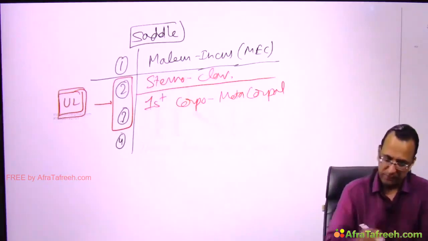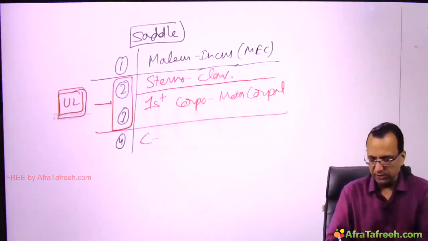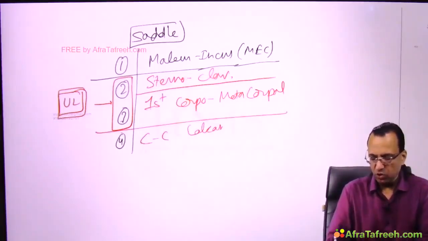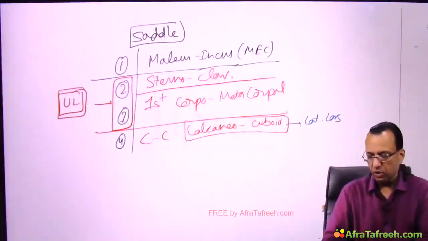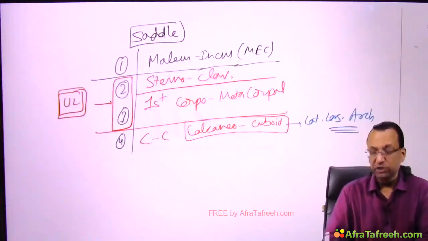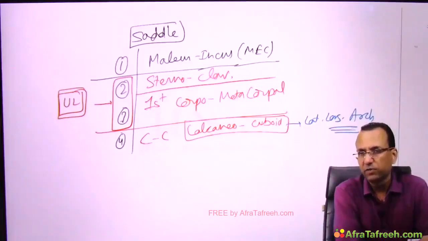So, the first carpometacarpal joint and the sternoclavicular joint in the upper limb are saddle synovial. Yes. What about the lower limb? In the lower limb we have discussed the CC joint, which is the calcaneocuboid joint. This calcaneocuboid joint is making the lateral longitudinal arch. And when you are talking about the lateral longitudinal arch, there you will have the CC joint, a saddle synovial joint.